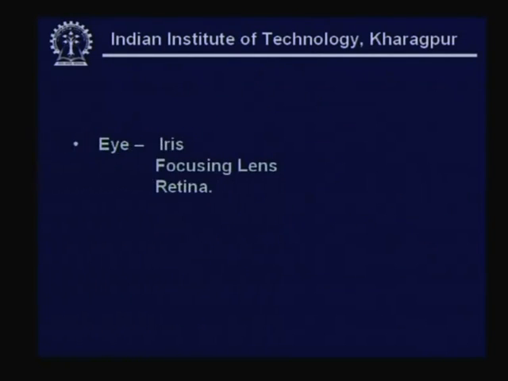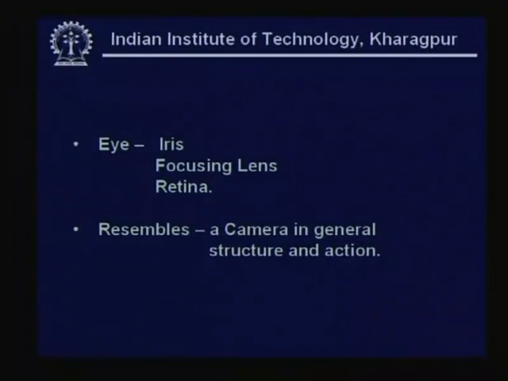Let us see what constitutes an eye. If you look at the organ eye, it has three major components, namely the iris, or the opening through which light enters the eye. Then there is a focusing lens which focuses the incoming light onto the screen at the back, which is termed the retina in a human eye. So, the eye consists of three components: 1, iris, 2, focusing lens, 3, a retina. It may be seen that it is similar to a camera which is taking a picture.